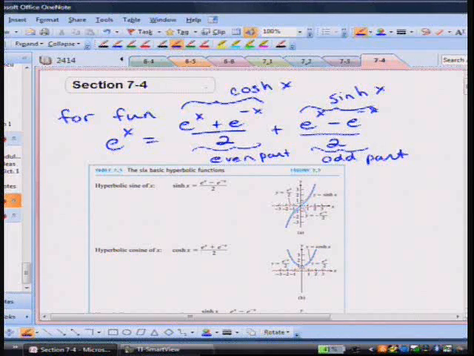So this part, which is the even part of the decomposition of e to the x, is the hyperbolic cosine. And this part, which is the odd part of e to the x, is the hyperbolic sine. And you may remember that cosine is an even function and sine is an odd function. So that may have been one of the reasons why they chose to name the odd part sine and the even part cosine. I don't know if you remember that or not.